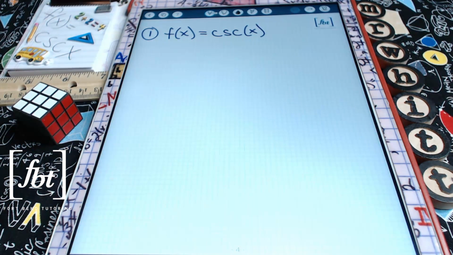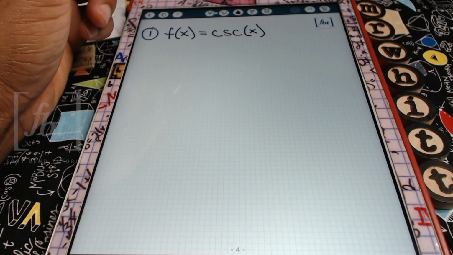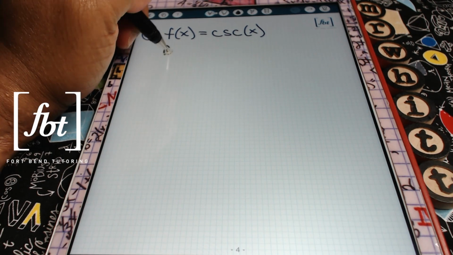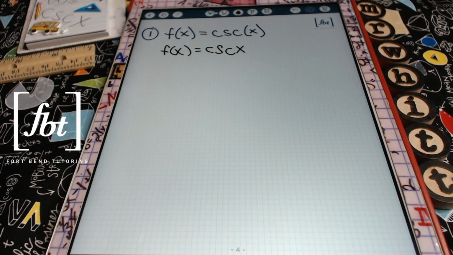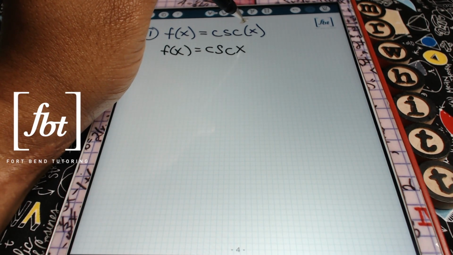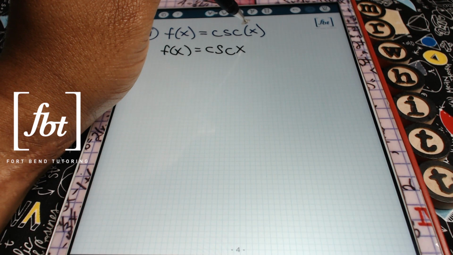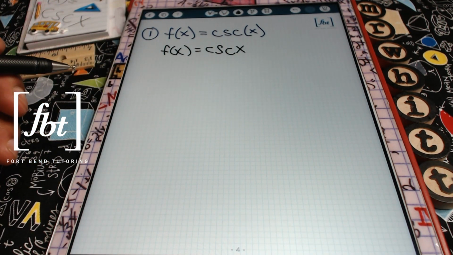So let's continue on. Here we have problem number 1, where we have f of x equals cosecant of x. And this could be written in this form, or you can also see it written as f of x equals cosecant x. All right, so depending on your textbook, they may put the quantity that you're taking the cosecant of inside of parentheses, or they'll just simply have your value of x right next to it. It means the same thing.